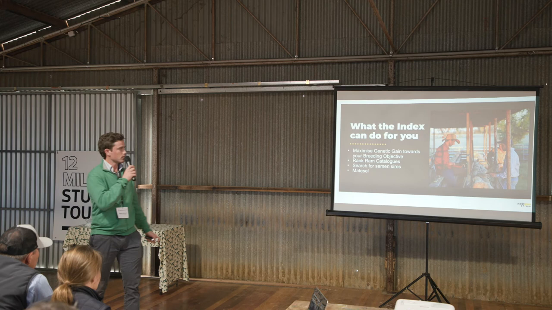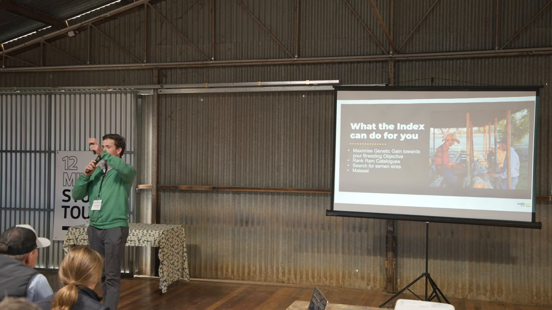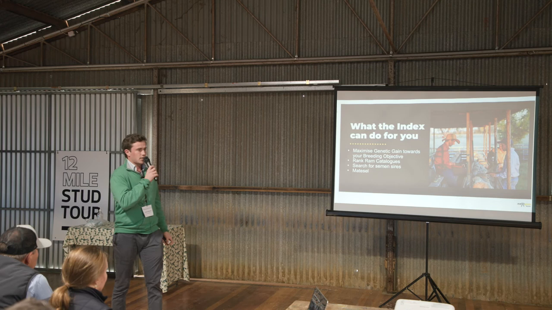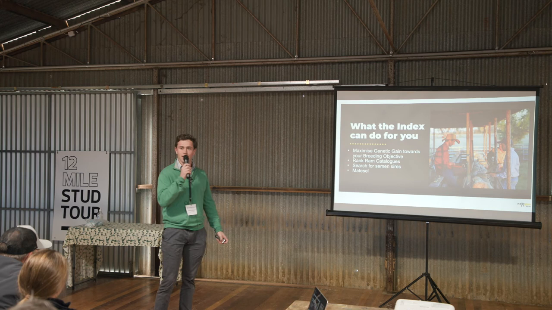As I said, it's really handy to rank ram catalogs. So if you're going through a ram catalog before your sale day, we can rank those rams on this index. And then basically all you've got to do is go through and pick out the top 40 rams and go and inspect them. It's also pretty handy to search for semen sires. I've spent probably a bit too much time, as I'll tell Ferg, sitting on this index, searching through the Sheep Genetics database, looking for the next unicorn.